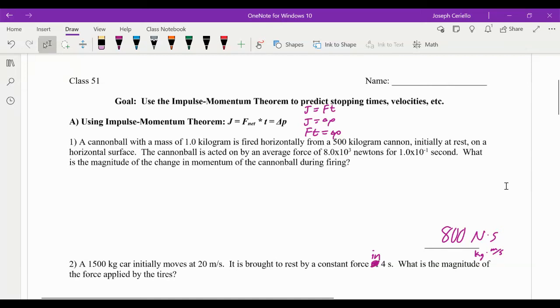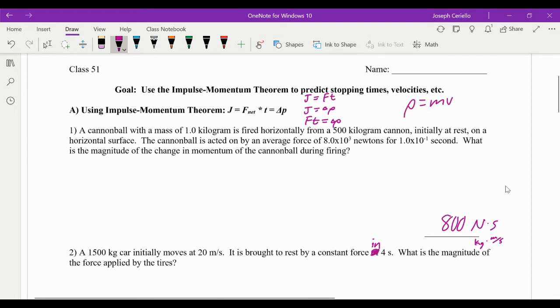Everyone looking at class number 51, we're going to use the impulse momentum theorem to predict stopping times, velocities, forces, all that good stuff. So just a reminder, here's the impulse momentum theorem. And all three of these equations can be pulled from the impulse momentum theorem. Another equation that we have to make sure we have on hand for today is our momentum equation. Momentum equals mass times velocity.